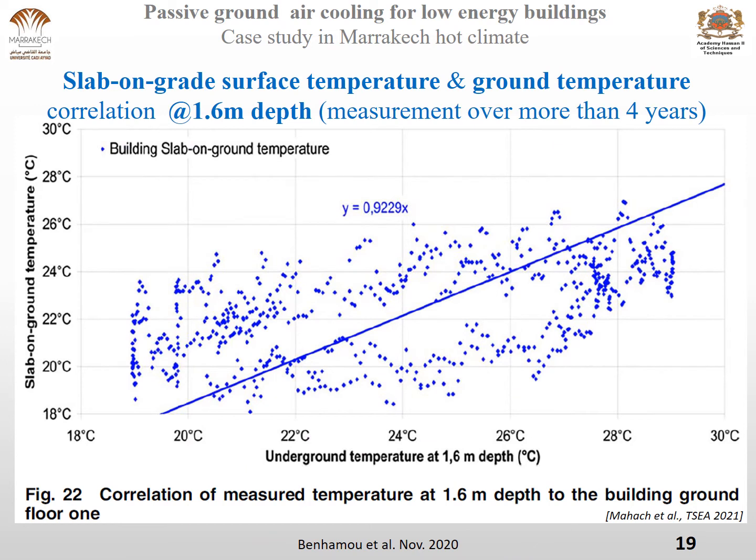In this figure, we represent the correlation of the slab-on-ground surface temperature and the underground temperature at a given depth. It was shown that the best correlation is obtained for this depth, which is represented here, 1.6 meters, and the correlation is represented there by this formula.